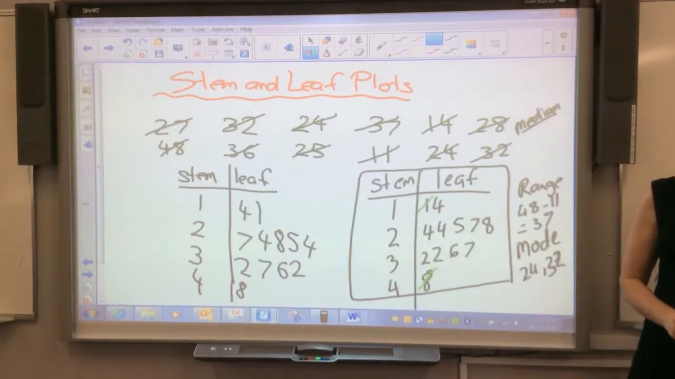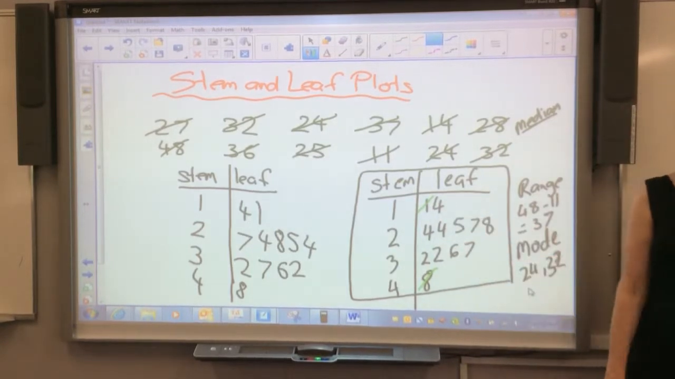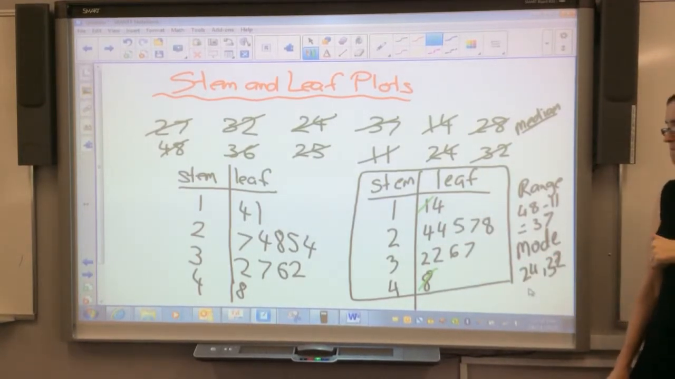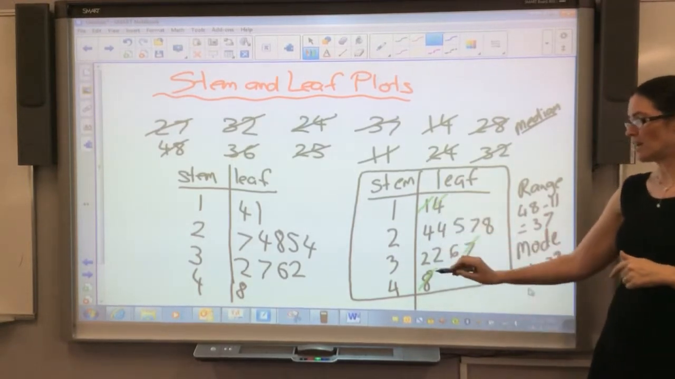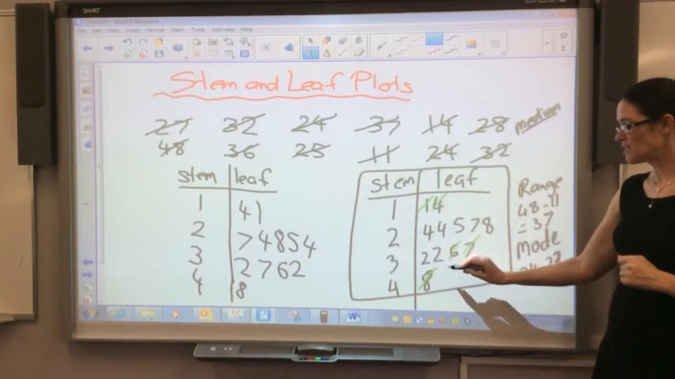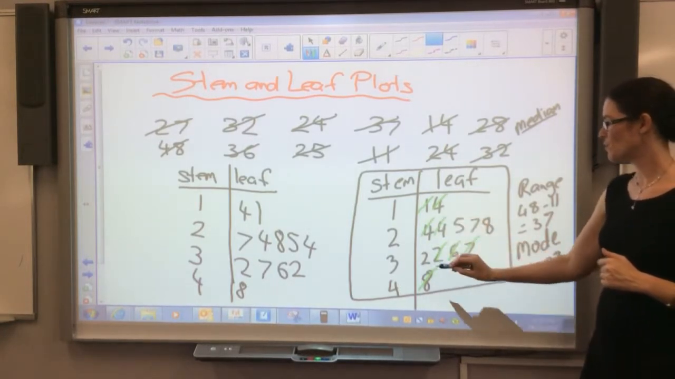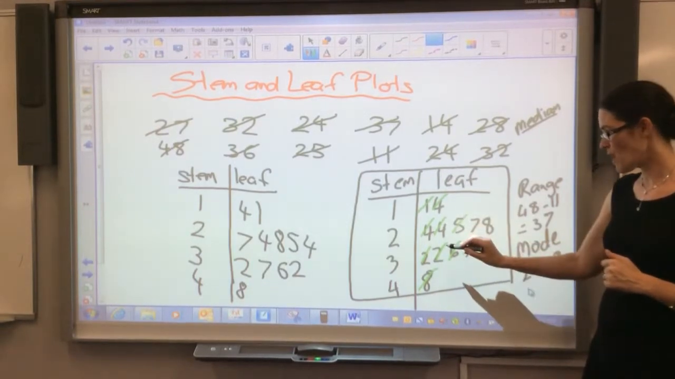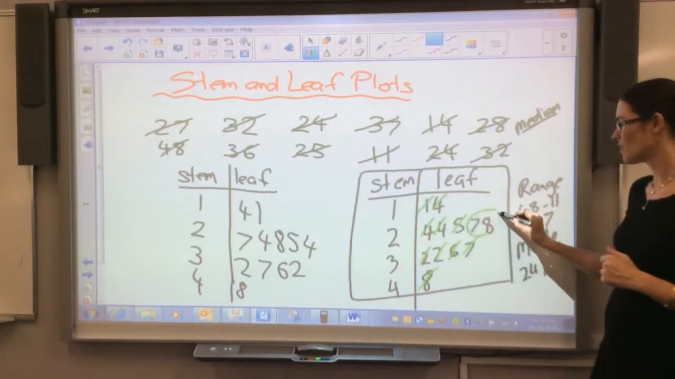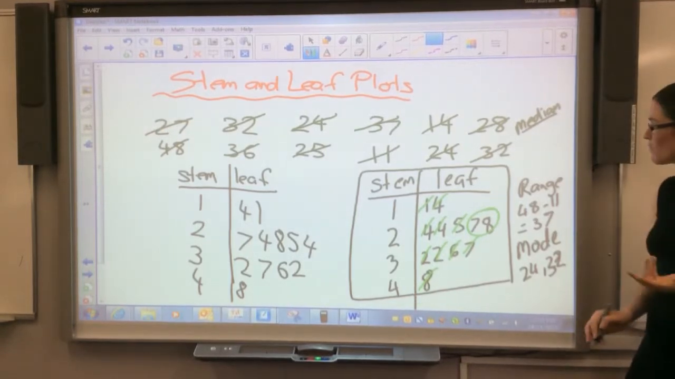Let's not guess. So can you see I crossed the highest score off with the lowest score? What's the next highest score? 37. Yes. And I'm crossing that off with 14. Then I'm crossing 36 off with a 24. 32 with a 25. 32 with a 27. And I'm left with 27 and 28. So it's going to be 27.5.